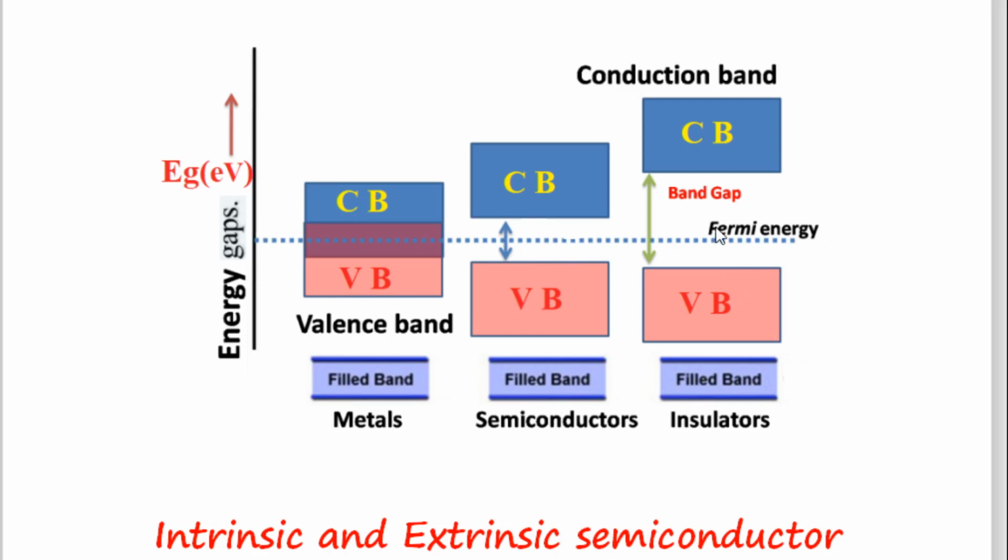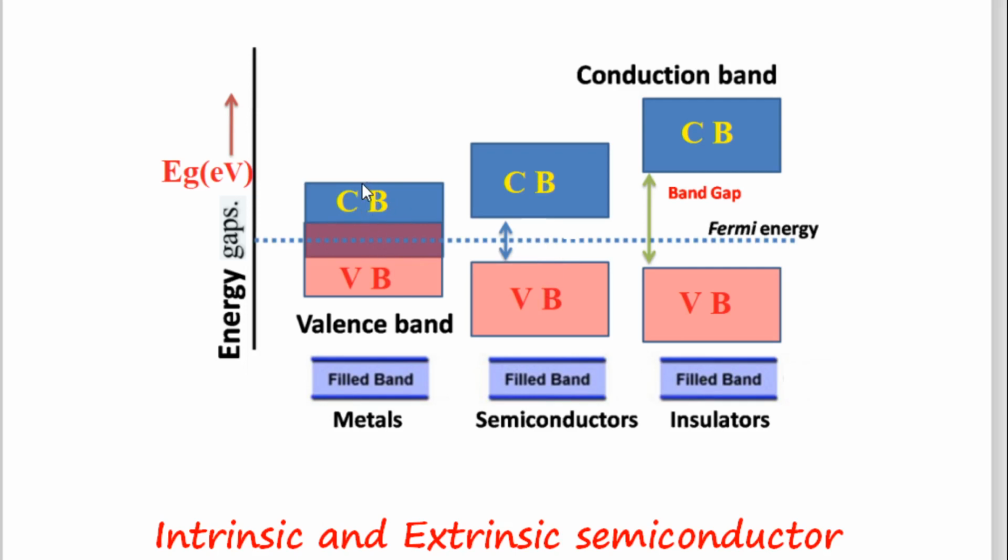Here, in the insulator, even if you apply a large amount of electric energy, the outermost shell is completely full and occupied with a strong bond, so you cannot knock out any electron from the valence band. And the Fermi energy indicates the level here. So in case of insulator, Fermi energy is very close to the valence band. In case of semiconductor, Fermi energy is exactly at the center of the valence band and conduction band. And in case of metal, the Fermi energy is very close to the CB, the conduction band.